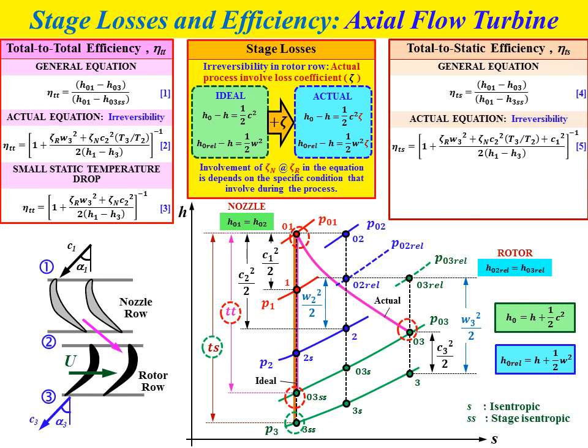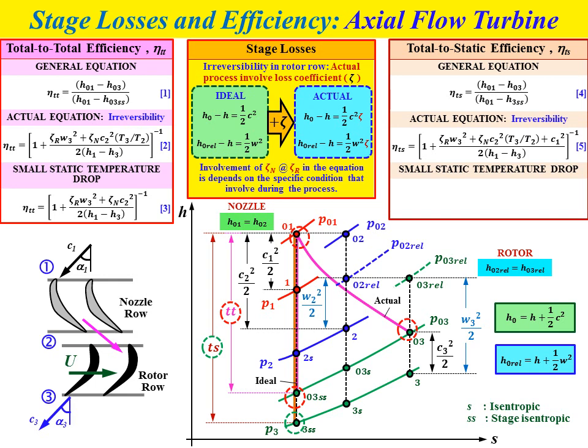If you consider the actual process, we'll get equation number 5. Mu Ts equal to 1 plus zeta r W3 square plus zeta n C2 square multiplied by temperature ratio plus C1 square, divided by 2 times H1 minus H3, all to the power of negative 1.